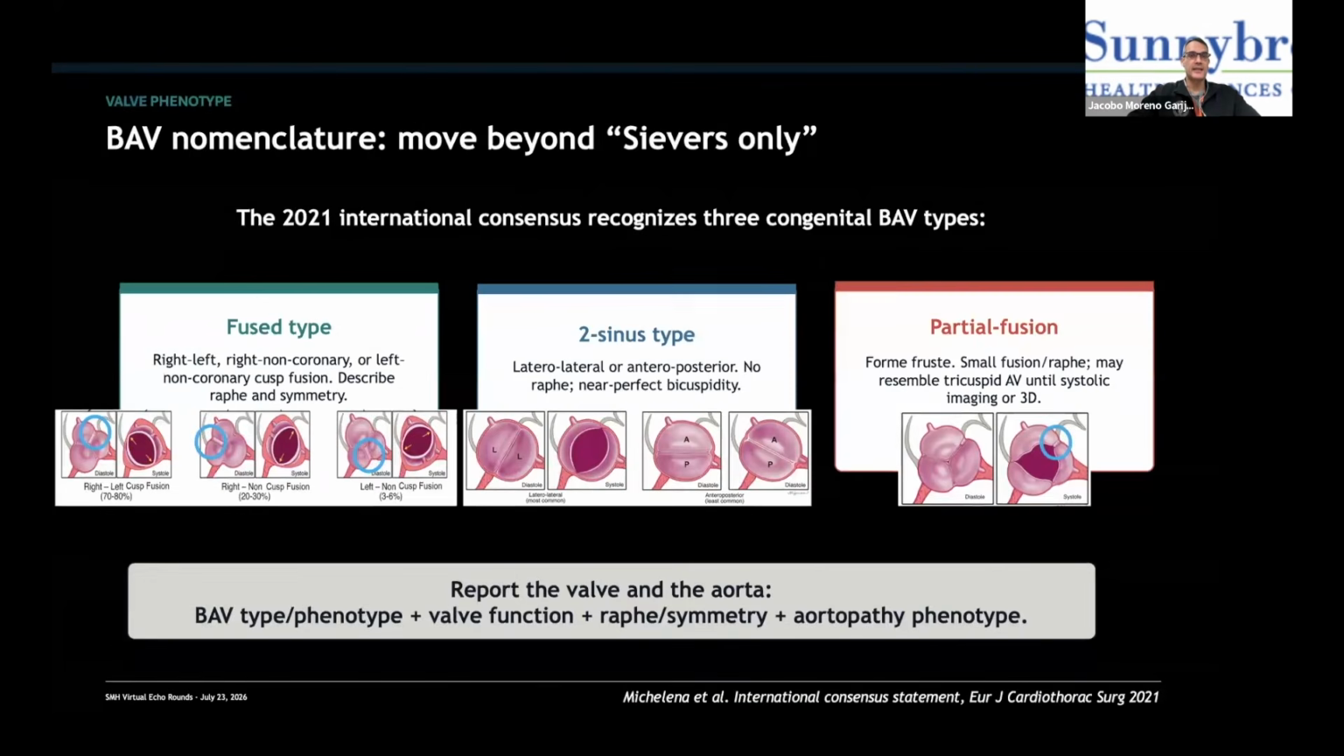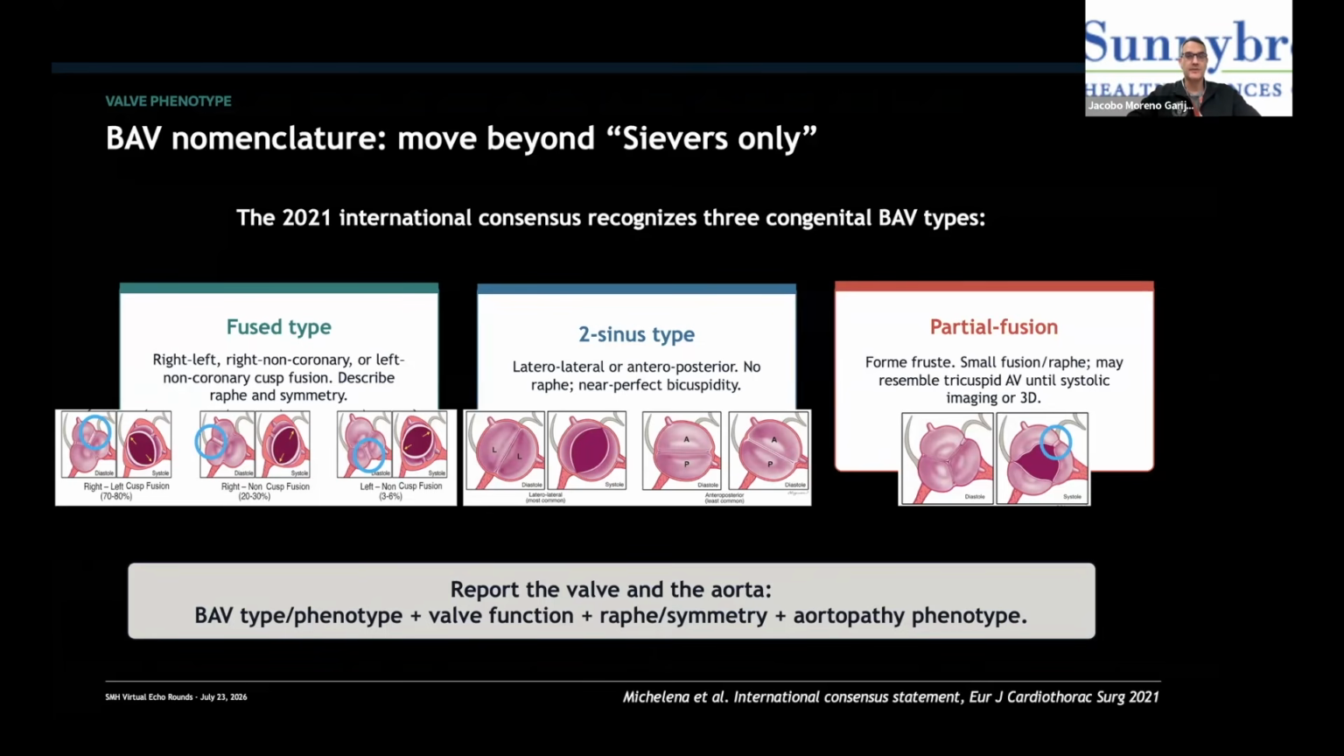And then finally, in 2021, we have an international consensus that recognizes three congenital bicuspid aortic valve types, and that's what I think we should actually import into our reports. The first one is the fused type. Basically, it's telling you that you have a raphe, and then you need to describe which cusps are having the raphe, right? Right or left, right or non, left or non.